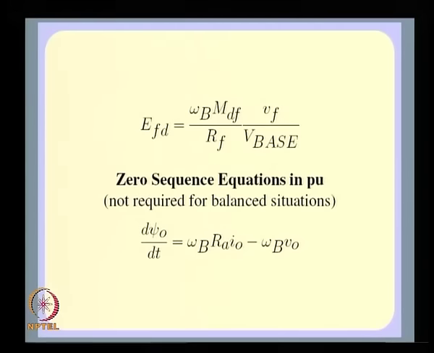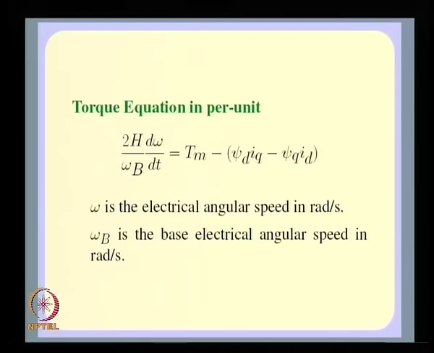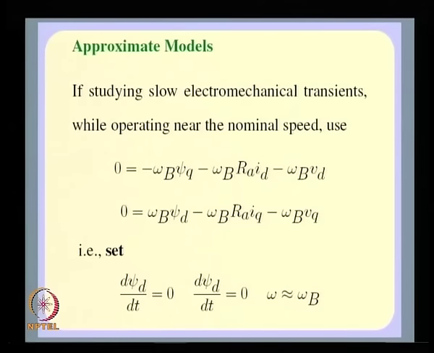Okay. Of course, we have zero sequence equations as well, which you may require to use in case you are doing unbalanced analysis. Okay. And we have the torque equation in per unit, that is relating the rate of change of the speed of the synchronous machine with the electromagnetic torque, which is a function of course of the fluxes and currents. Okay. So, this is where we are. Okay. This is the kind of Mount Everest of synchronous machine modeling.